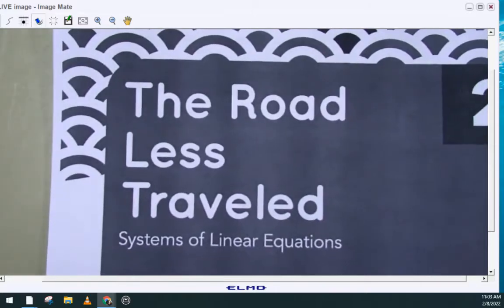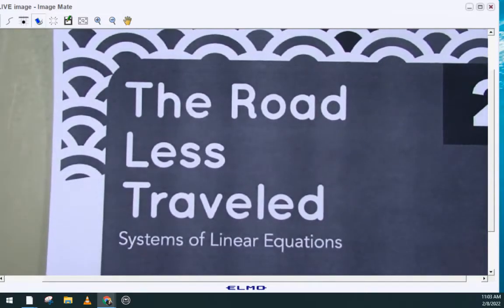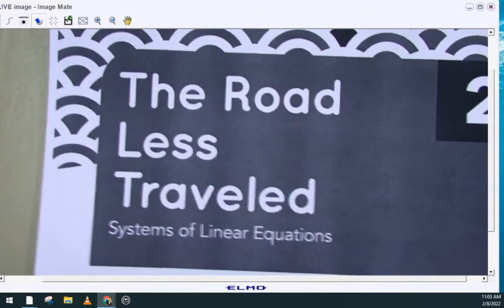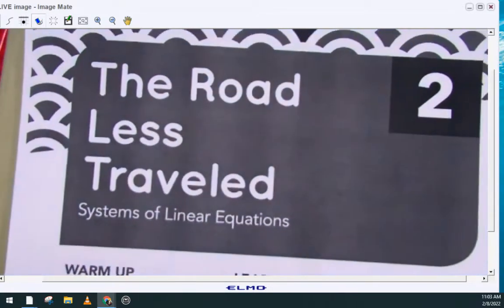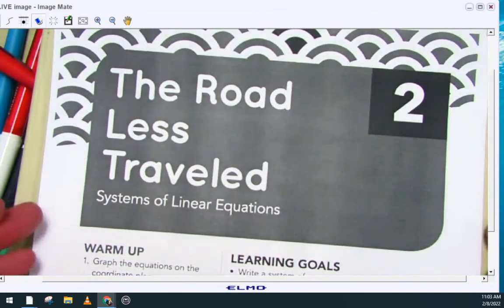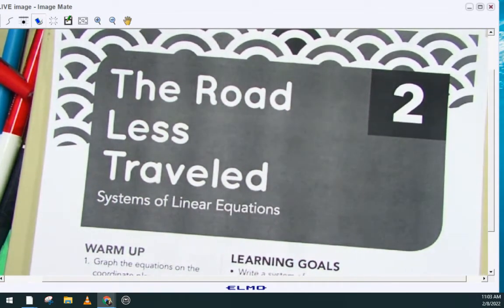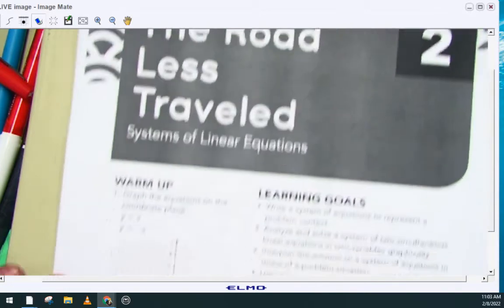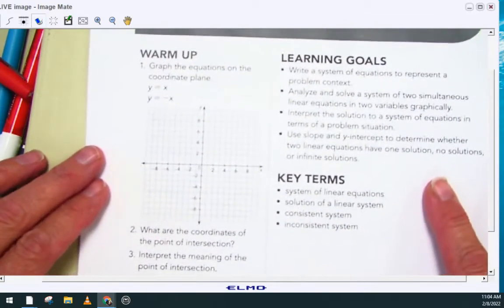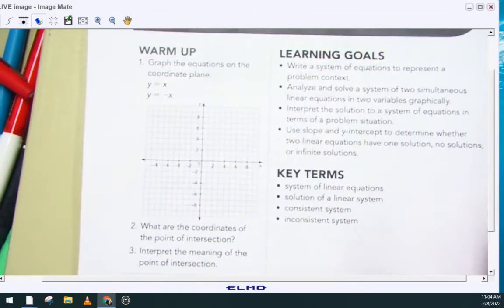We are doing the road less traveled. We are in module 3, on topic 2. This is on page 61. You should do this warm-up that is right here.